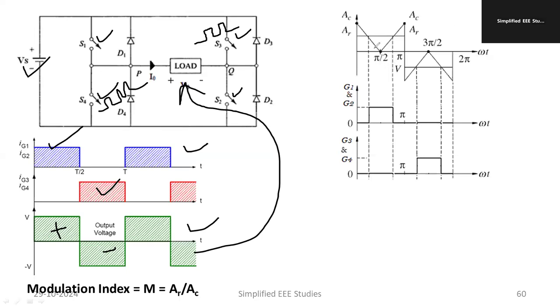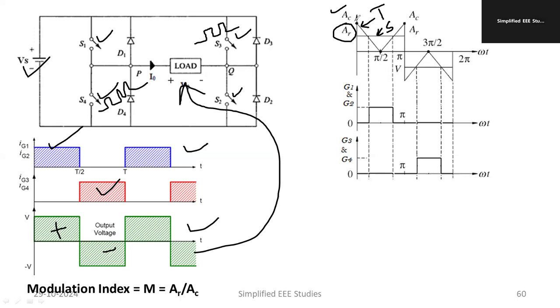I already told you that we have two signals. One is AR, the reference signal. Note down, AR is the reference signal. Then AC is the carrier signal. What is the shape of the carrier signal? It is a triangular shape. This is your triangular shape, and this is your square shape, with square pulses in the positive half cycle and the negative half cycle.